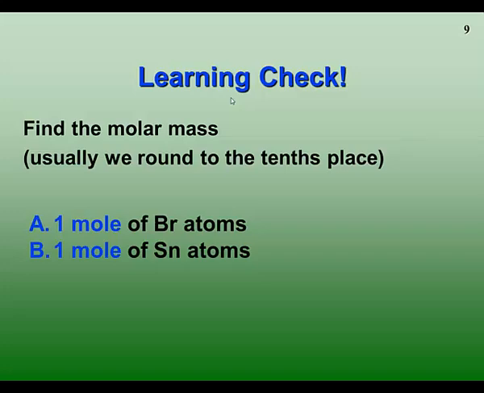All right, learning check. Here we go. Pause the screencast for a minute and see if you can find the molar mass of bromine and tin. Remember, it's straight from the periodic table. Round it to the tenth place. Pause it. Go. Okay. Should have gotten 79.9 grams per mole for bromine, 118.7 grams per mole for tin. Now the grams per mole is important because it's the number of grams in 1 mole. That's what molar mass is.